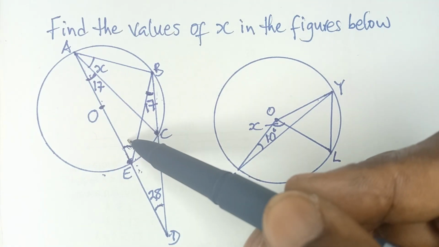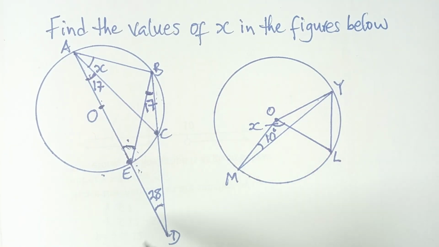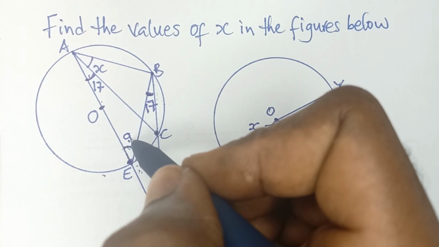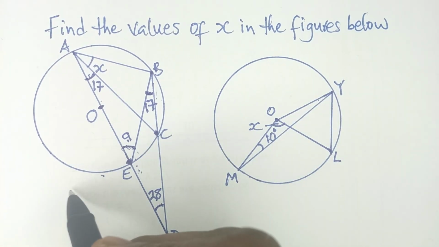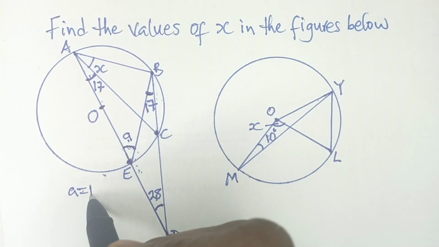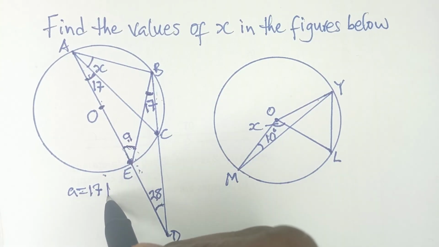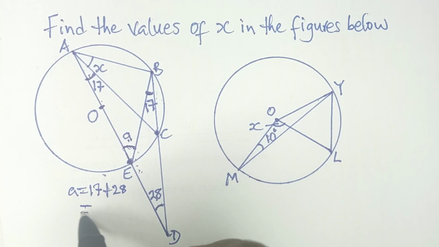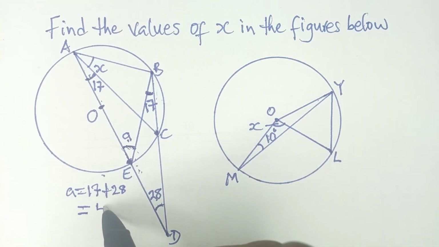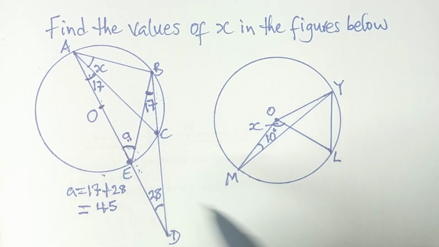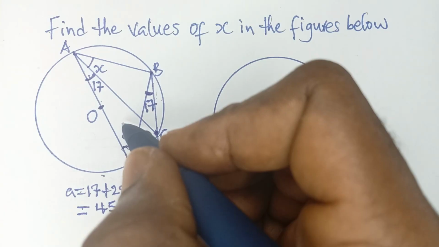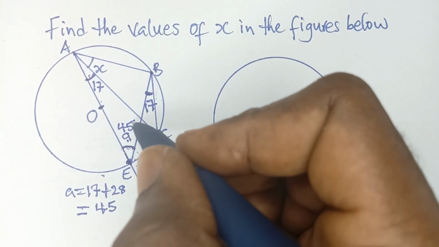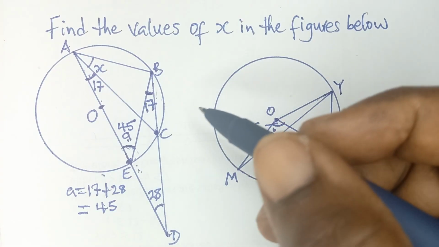So that gives us this angle here now as, let me call it angle A here. If I call this A, then I'll say angle A is equal to 17 plus 28. And that will give me the value of 45. So that means this angle here is 45 degrees.